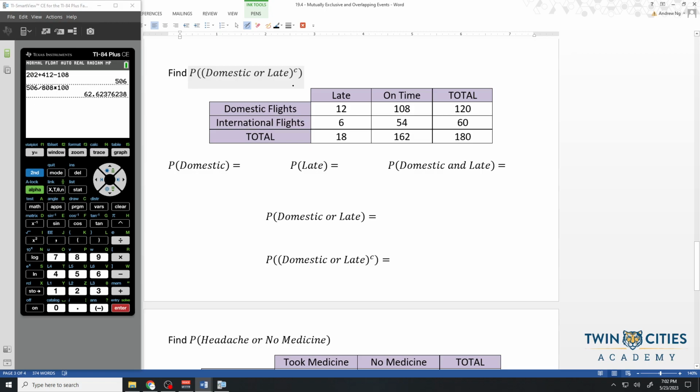So before I get to that, let's just take a look at the table and try to calculate a few things before we even get to this domestic or late complement. All right, there are 18 flights in total that are late. 12 of them are domestic flights, 6 of them are international flights. For on-time flights, there's 162, so quite a few compared to the 18. 108 domestic flights are on time, 54 international flights are on time, and there are 180 flights in total today. 120 of those are the domestic ones, and 60 are international.